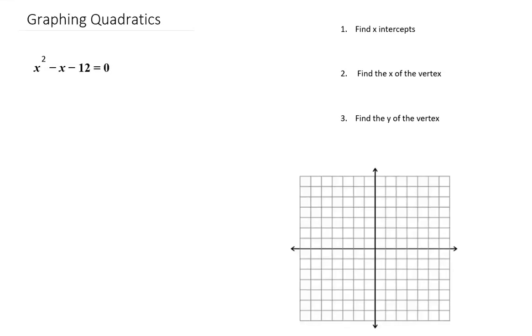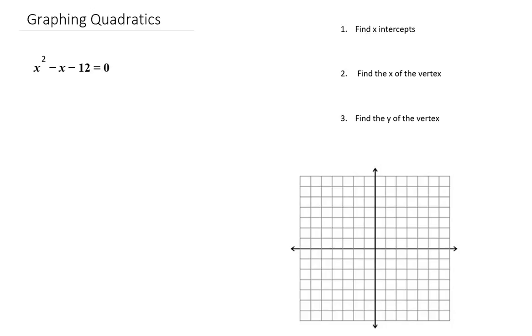Alright, in order to graph quadratics, there's really three basic steps we have to do. The first one, we have to find the x-intercepts. The second step is we have to find the x of the vertex. And the last one is we have to find the y of the vertex.